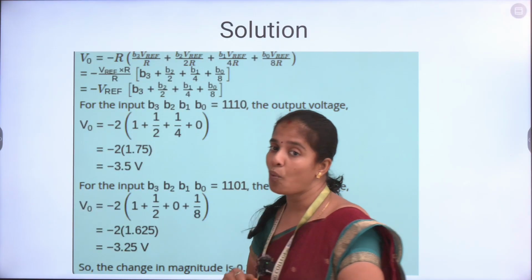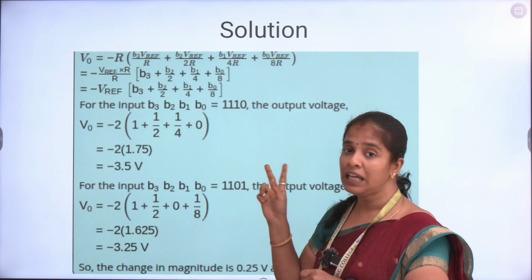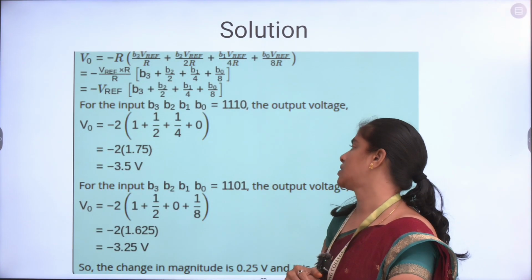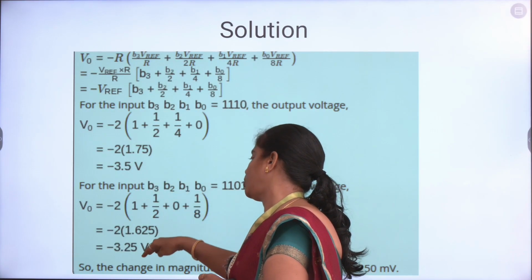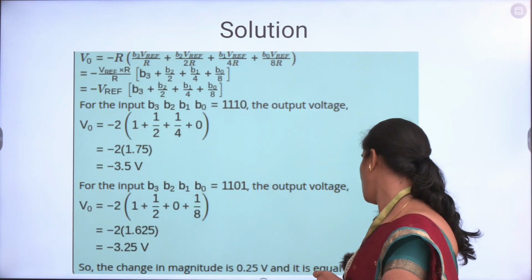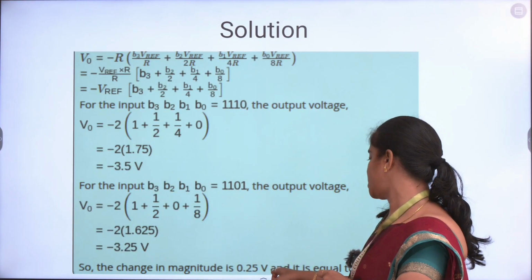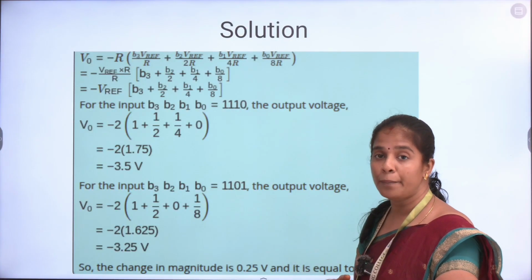The question is, what is the change in voltage in the two consecutive cases? So the change in voltage is 3.5 minus 3.25, which is equal to 0.25 volts, that is, 250 millivolts.